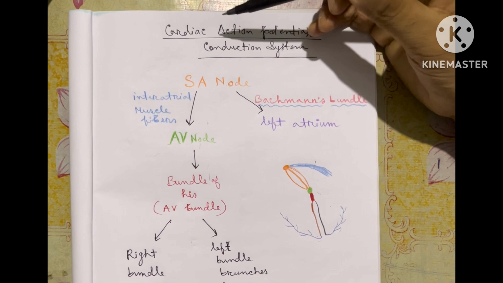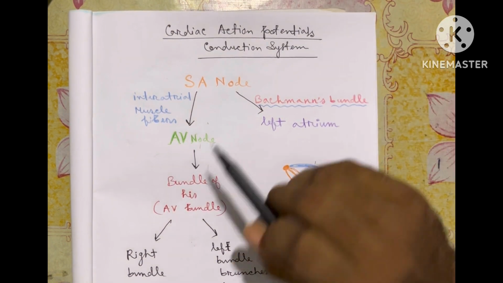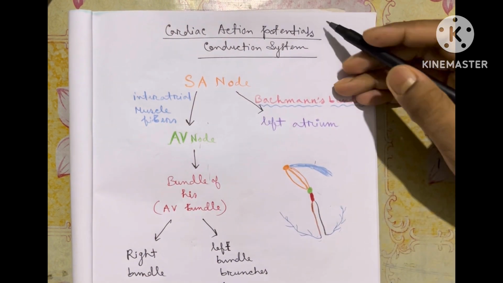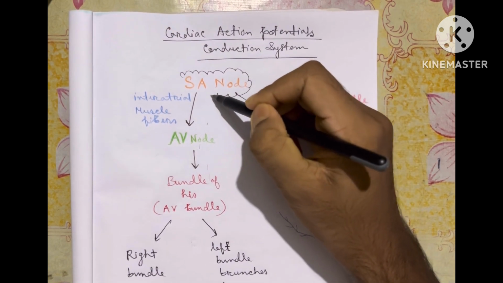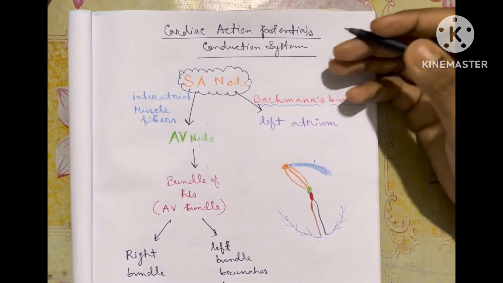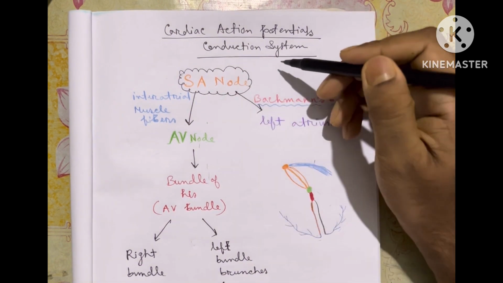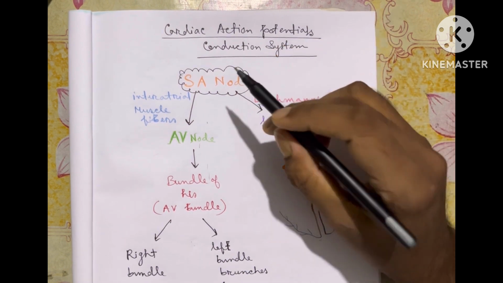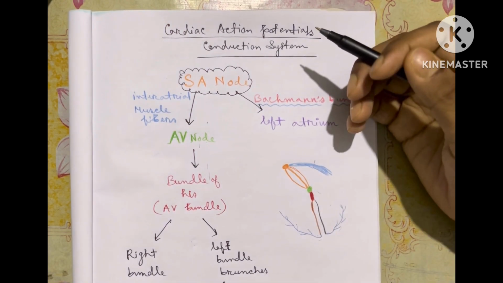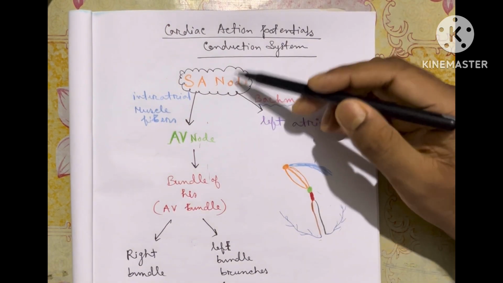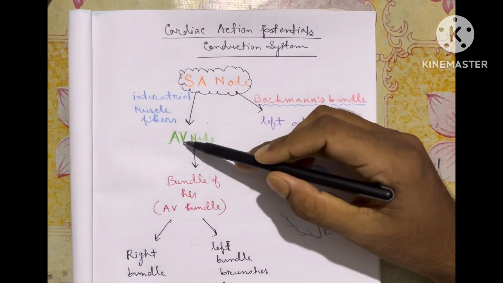Today in this lecture we are going to discuss the cardiac action potential conduction system of the human heart. So the conduction system basically starts from our SA node. The SA node possesses self-excitability and self-rhythmic tendencies. The SA node is also known as the pacemaker cells, a group of cells which contain this self-excitability. So the SA node generates those conductions towards the left atrium and towards the AV node.